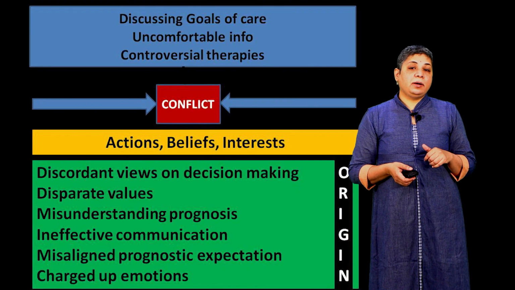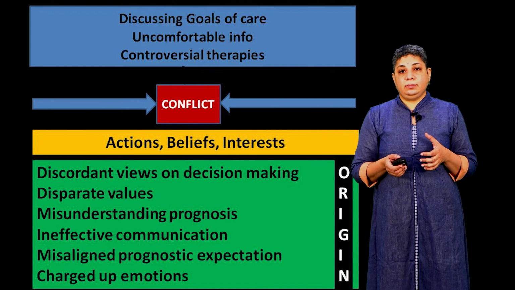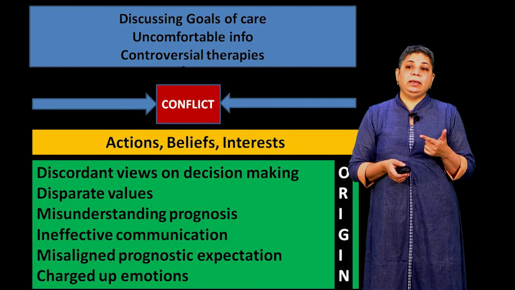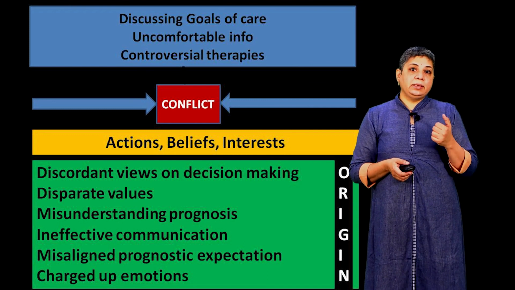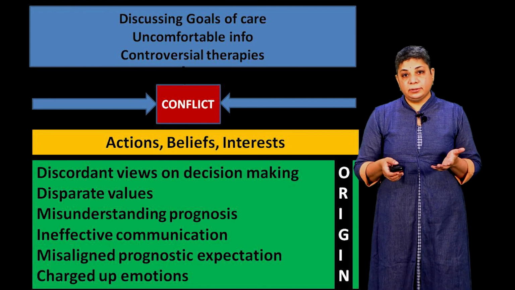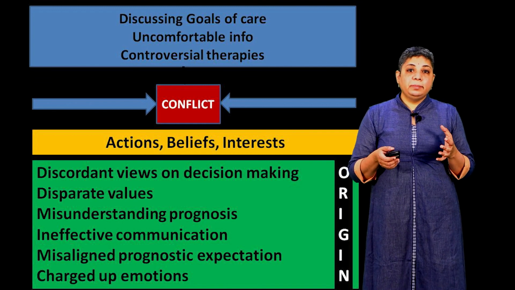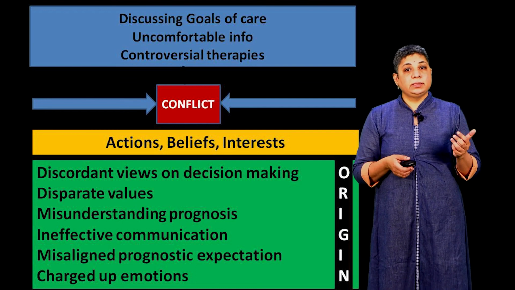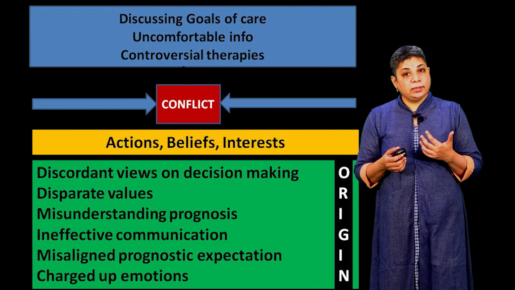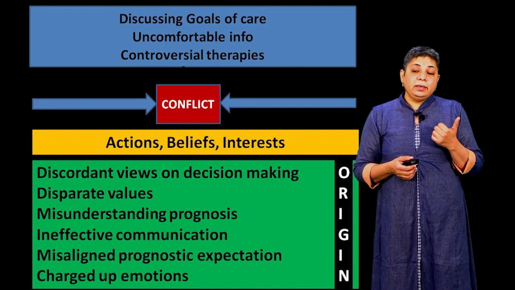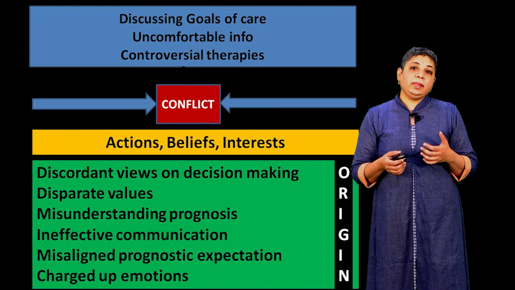Next, coming to the origin of conflict. Now we all understand that conflict means there are two opposing actions, beliefs or interests. When does this start? Usually it starts when we start discussing goals of care in our critical care scenario, or when there is uncomfortable information around some kind of error, a judgmental error, medication error or decision error that has happened, or when you are dealing with controversial therapies. These are the ingredients.